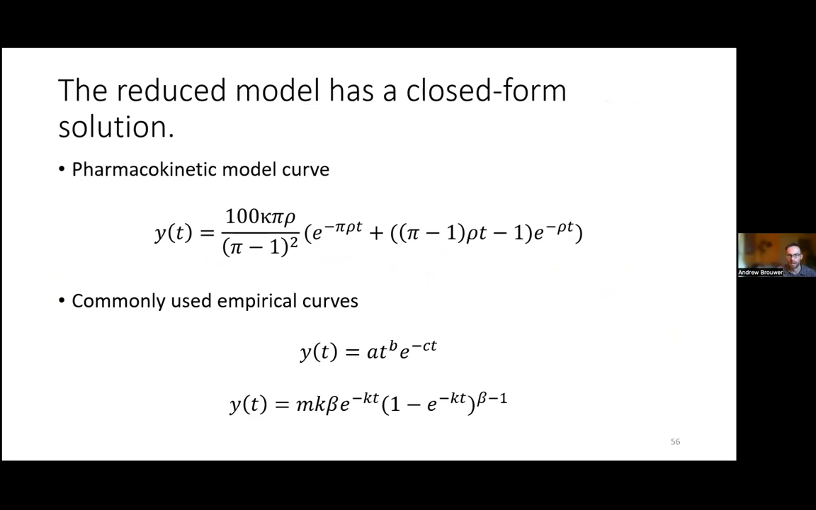This solution has a closed form solution, which is kind of nice, and we can compare it to commonly used empirical curves that are typically used to do empirical curve fitting. And you'll see that although there are some similarities here and there, it's actually a very distinct approach to doing that curve fitting, and preferable, at least in my opinion, because the parameters are interpretable in terms of the biology, unlike the other curves, which are completely empirical.